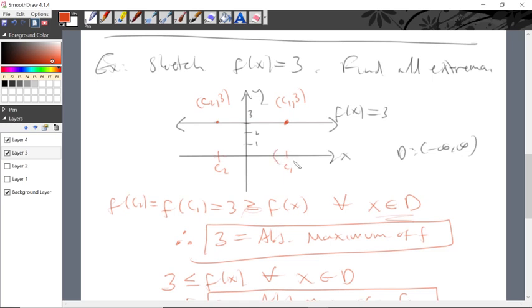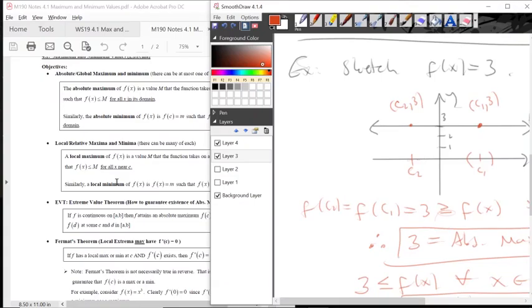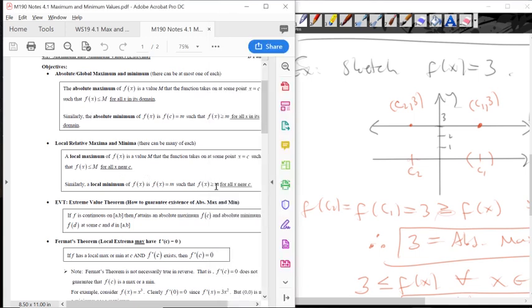Can we construct an open interval around C1? That is, can we look to the left and the right and still be within the domain? Yes. What do we know about the outputs for any other value of x that we choose within that open interval? Are those outputs ever going to be greater than 3? No. Are we allowing it to be equal to 3? Yes. With local, you're still allowed to be equal to, whether it's maximum or whether it's minimum.